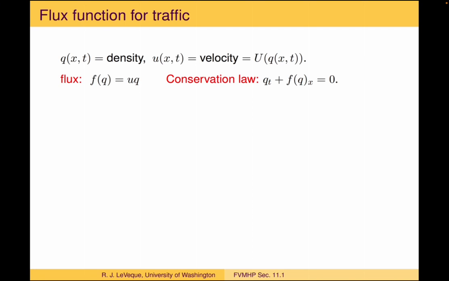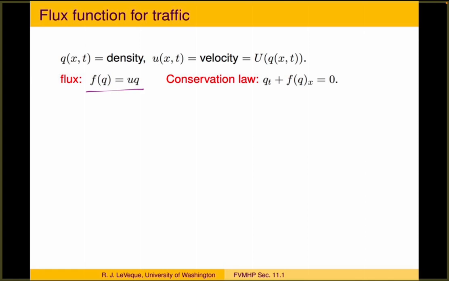And so in the usual way that we've derived in the past, we end up with a conservation law where the flux is simply the velocity multiplied by the density. That's the rate at which cars are going past a point with the units that we've chosen, and the conservation law is q_t plus f(q)_x equals 0 in this PDE form.